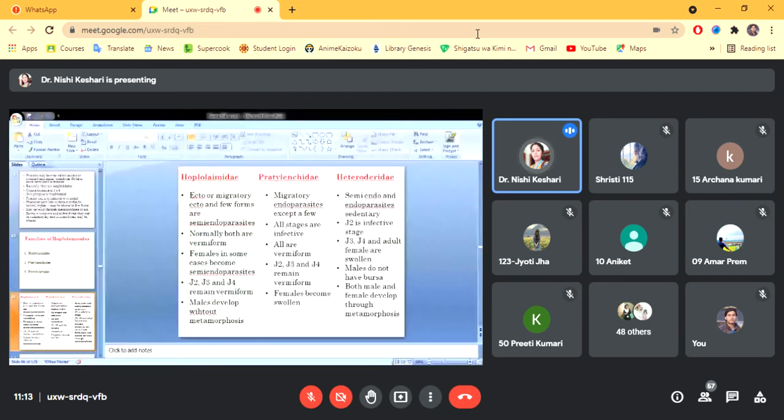This slide, are you able to see it? Yes, ma'am, not visible. These three columns you have seen.